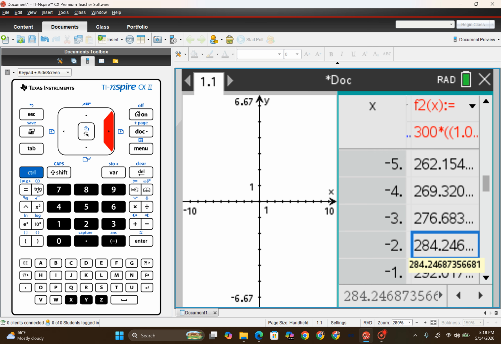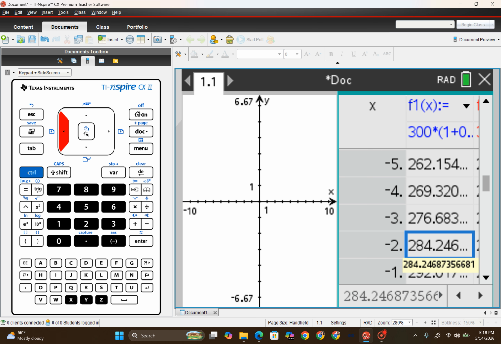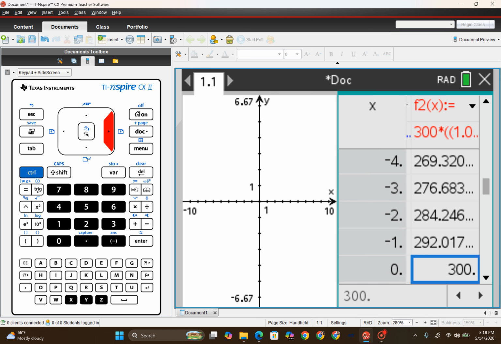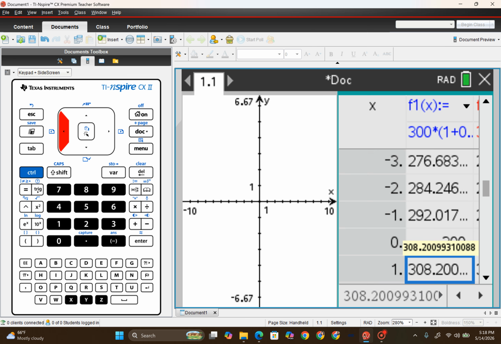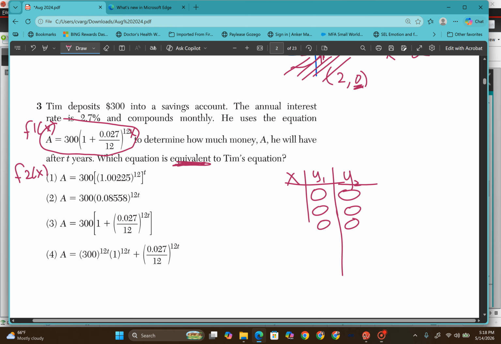Equivalent means that they have to be the same. So see this 284.246. If I go to the left, 284.246. It can be a little bit separate, but this is 300, and this is 308.200. So it winds up that the first one is the one that is equivalent. Pretty straightforward, and you can plug in the rest and you'll see that it's not the same thing.